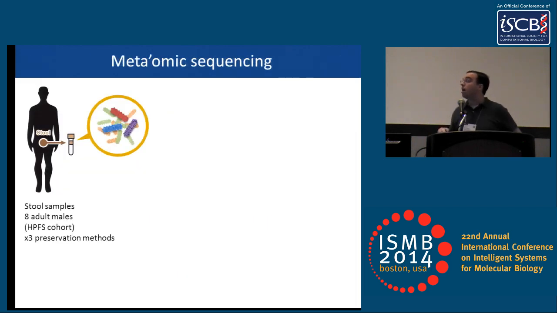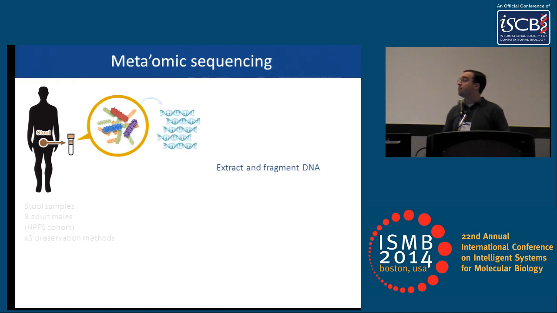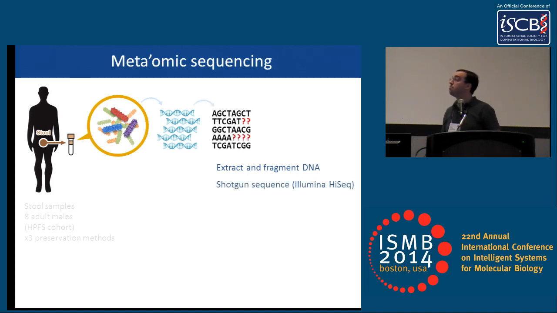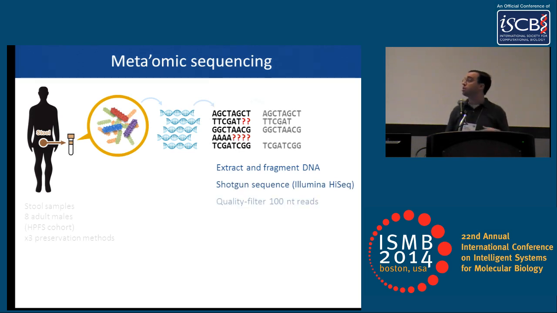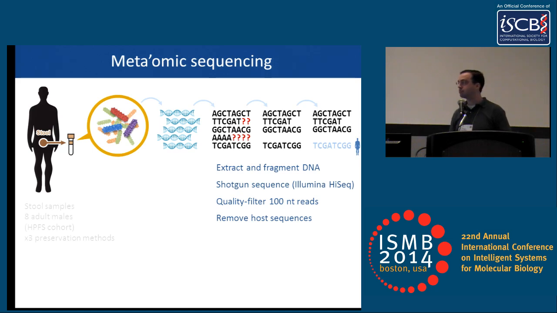So to do that, we use a combined metatranscriptomic RNA sequencing and DNA sequencing approach. We had 8 adult male volunteers from the local Health Professionals Follow-up Study cohort, and they provided samples that we processed by a number of methods, which I'll talk about at the end if there's time. From these, we did a shotgun sequencing approach to get this DNA confetti. I liked that term from the previous talk. We then sequenced it by Illumina HiSeq, and those reads are quality trimmed and the host reads are removed. So we have to remove the human DNA that could be in there.